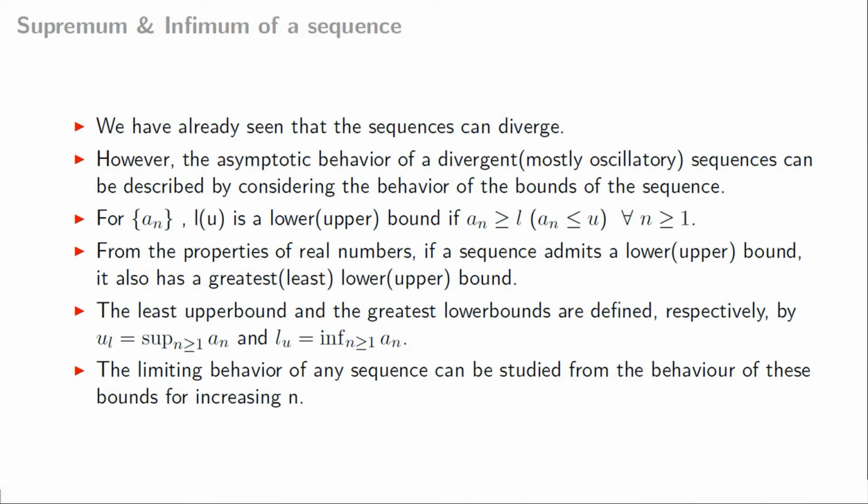From the properties of real numbers, if a sequence admits a lower or upper bound, it also has a greatest lower or least upper bound. The least upper bound and the greatest lower bound are defined respectively by U, which is defined as supremum of an, and L as infimum of an. The limiting behavior of any sequence can be studied from the behavior of these bounds for increasing n.